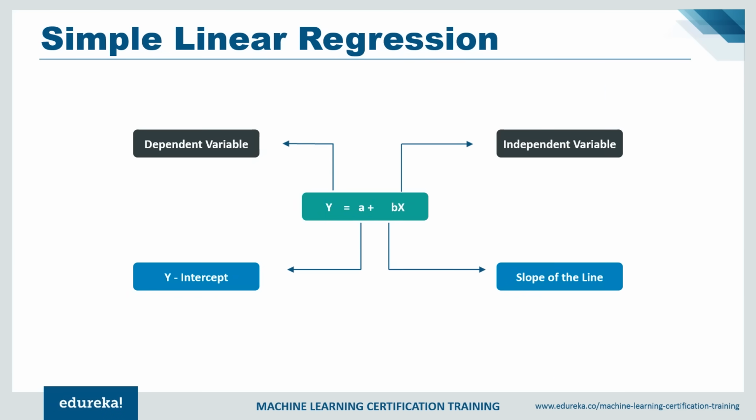If we have a look at simple linear regression, it's basically equivalent to a simple line with a slope: y equals a plus bx, where y is the dependent variable, a is the y-intercept, b is the slope of the line, and x is the independent variable. The intercept is the value of the dependent variable y when the value of the independent variable x is 0. It is the point at which the line cuts the y-axis, whereas slope is the change in the dependent variable for a unit increase in the independent variable. It is the tangent of the angle made by the line with the x-axis.